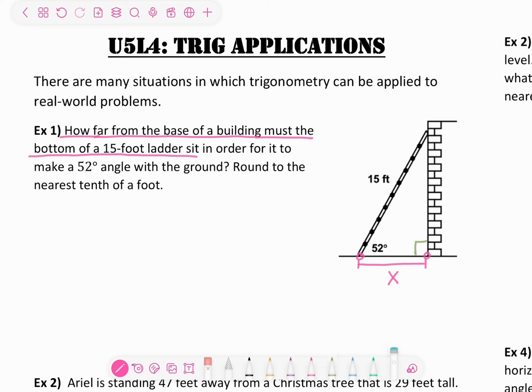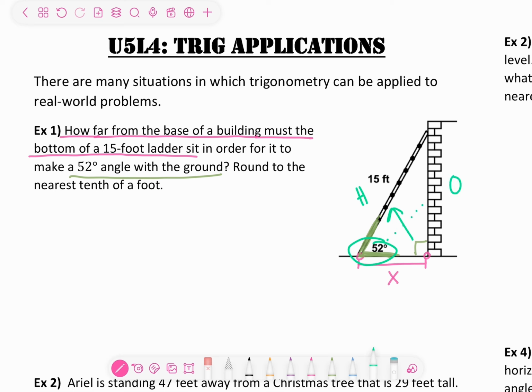So just want to point something out real quick before we do that. It already labeled the information for us in the diagram. So it labeled the 15-foot ladder here. And it says here, in order for it to make a 52-degree angle with the ground. So where the ladder intersects the ground is going to be 52 degrees. Of course, it gave it to us here, but in the future, you'll have to be able to label that yourself. Okay. And then it looks like if we label our values for HOA, we have the hypotenuse is 15.